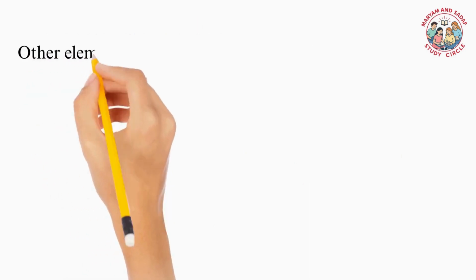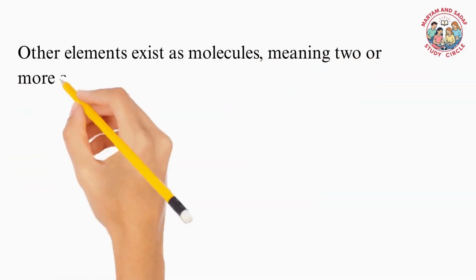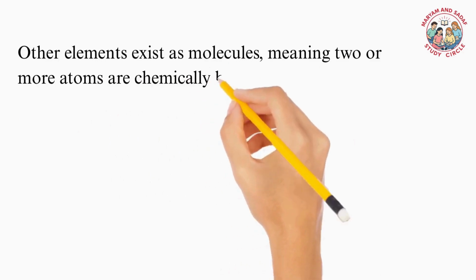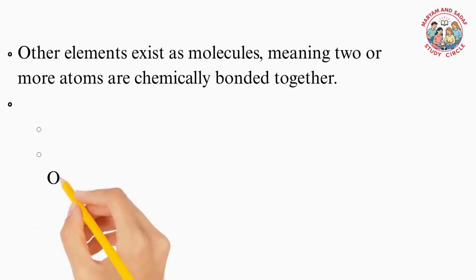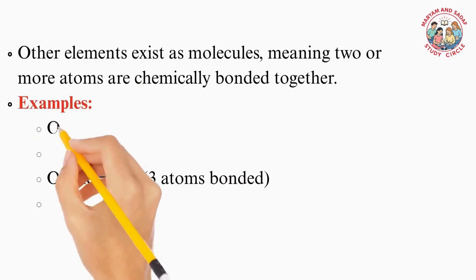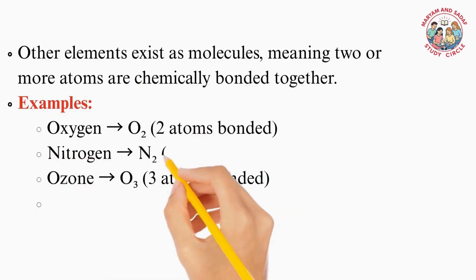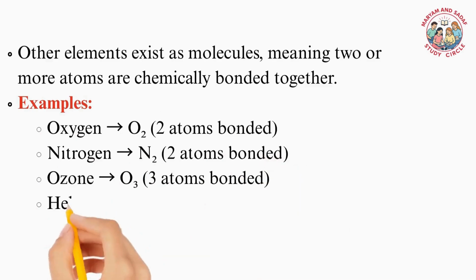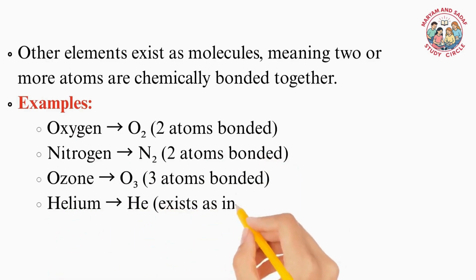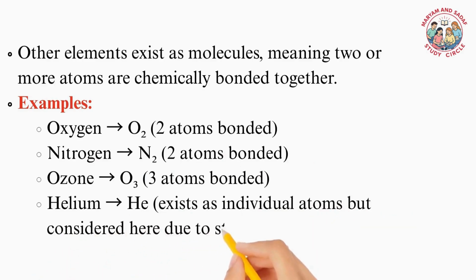Other elements exist as molecules, meaning two or more atoms are chemically bonded together. Examples: in ozone, 3 atoms are bonded. Oxygen, 2 atoms bonded. In nitrogen, 2 atoms bonded. Helium exists as individual atoms but is considered here due to its stability.